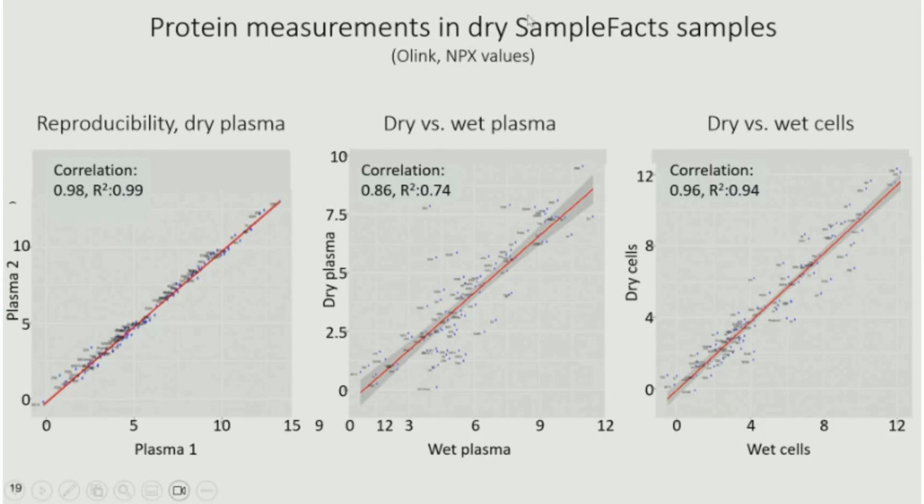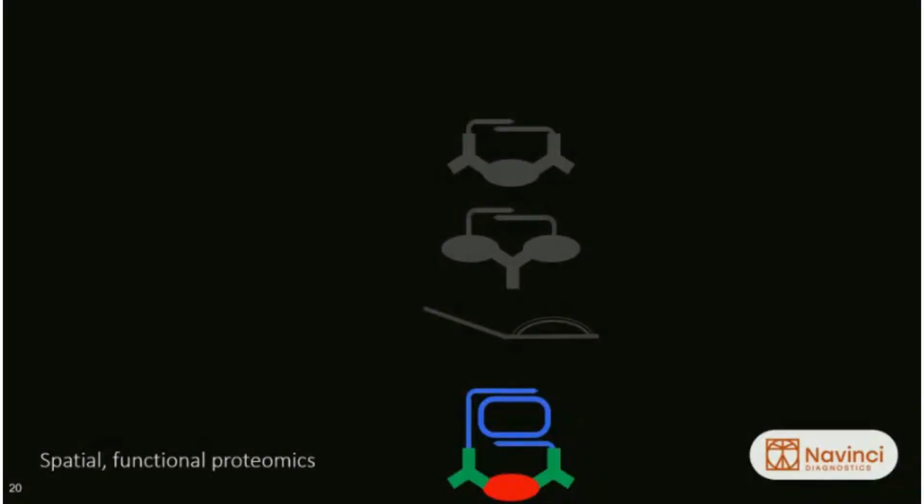These different plots show you that it's reproducible. On the left you see a correlation between two samples, pretty good correlation with low CVs in the single digits. If you compare wet plasma with dry plasma, then correlation is not so good anymore, so you shouldn't do that. We also get a cell fraction where you can measure protein or transcripts or the genome if you want. And again, the correlation between wet and dry is not perfect. So you need to compare wet to wet or dry to dry.